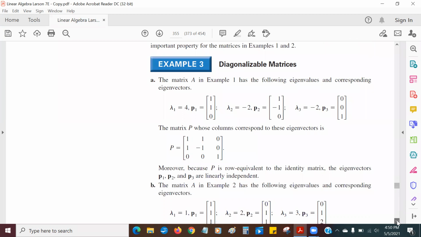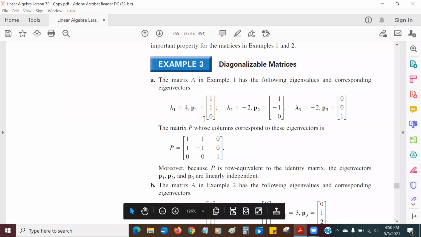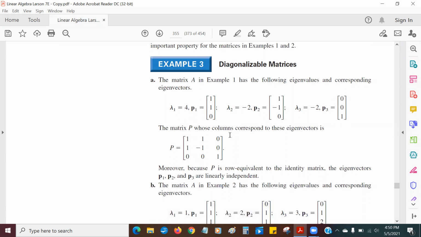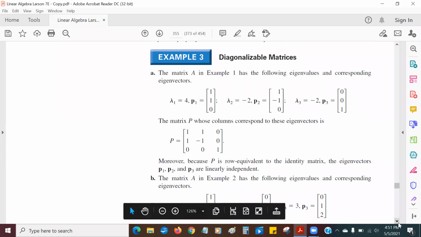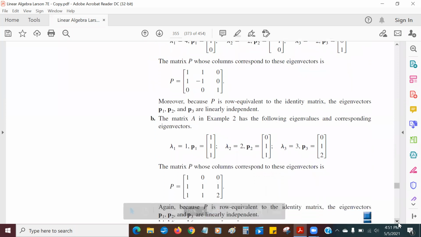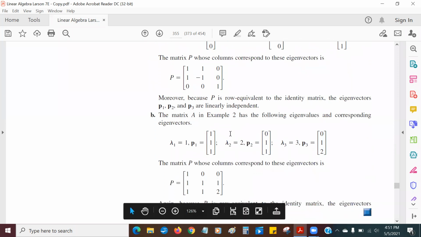If I take these 3 eigenvectors and stick them side by side next to each other, that is P, which is the matrix that we saw in example 1. Because P is row equivalent to the identity matrix, the eigenvectors are linearly independent. That is awesome. Let's look at another matrix A, in example 2, which has these eigenvectors and values.